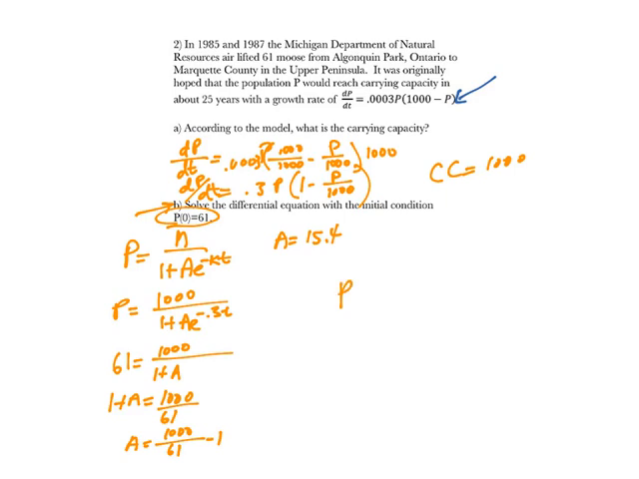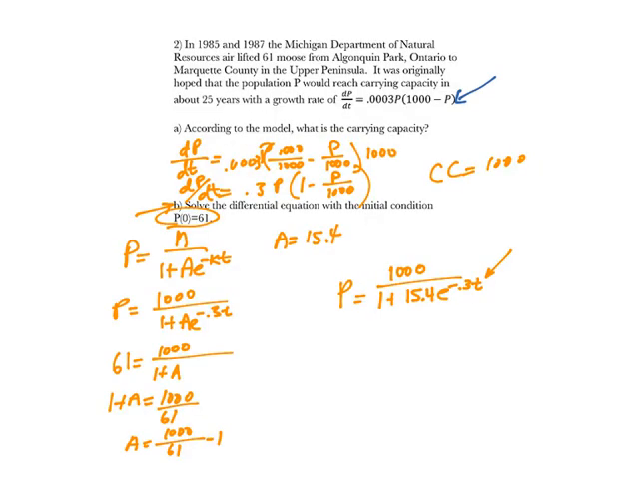So that means my differential equation with the initial condition P of 0 is 61. So if I start with 61 moose, my population equation is going to be 1,000 over 1 plus 15.4 e to the negative 0.3 t. So I can tell what the population will be at any time given this population model. Okay? Continuing on, oh, I thought there was more to that question. I guess that's it.